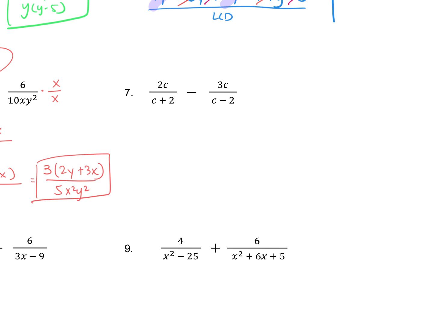All right, the LCD between these two is what we see. They're binomials, so they're being multiplied together. Okay, so now we're going to multiply by what we need. So remember here you need a c minus 2, and on top you need a c minus 2. We can see that. Here we need a c plus 2 and a c plus 2. Caution, caution, caution. Right here we have a minus sign. Okay, so I'm going to stop the video, come back and see how you do.